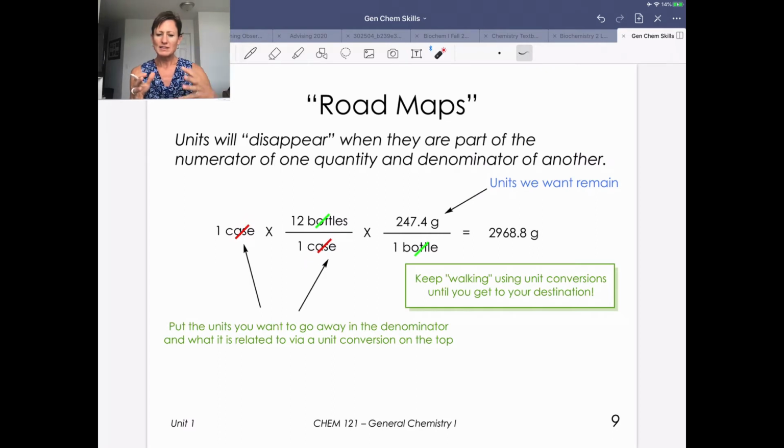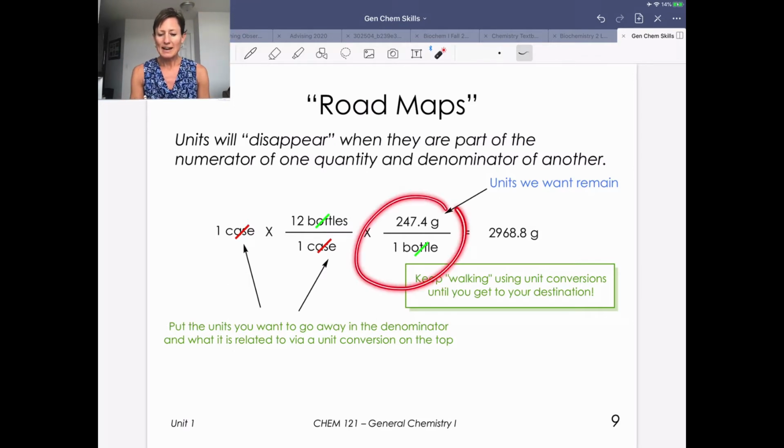Okay, we'll talk about this in a minute, but when we have these unit conversions, they can be used in either direction, with either unit on the denominator. So in this case, 12 bottles goes in the numerator, 1 case goes in the denominator, and that allows me to cancel these, because if you have something in the numerator and the same unit in the denominator, they'll cancel.